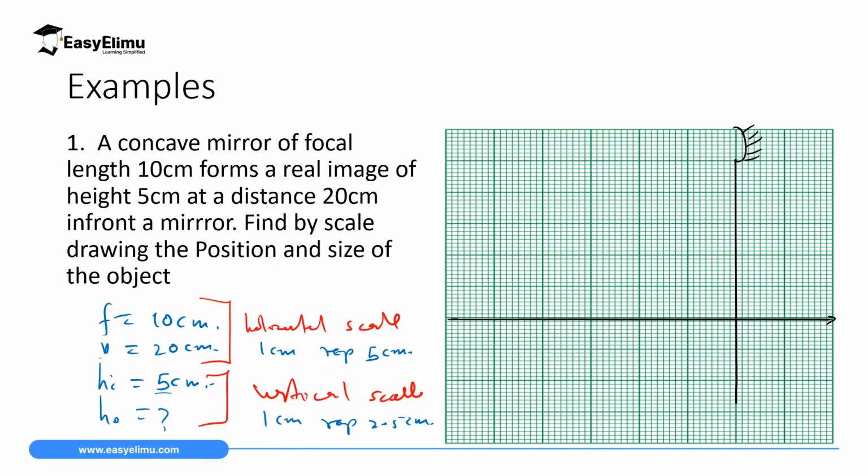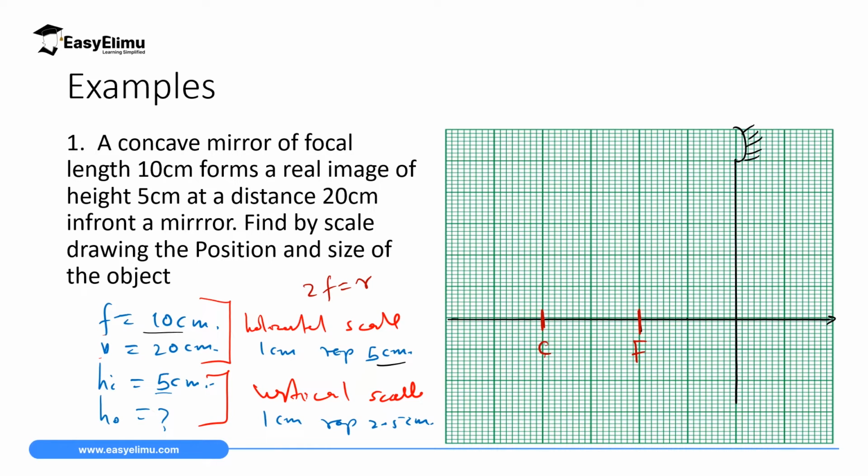Here we have to locate the position of the focal point. The focal point is 10 centimeter, and on the horizontal scale, 1 centimeter represents 5 centimeter. So if it's 10, the focal point will be here. 2 centimeters will represent 10. So this is the focal point. Then another 2 centimeters from the focal point will represent the center of curvature. In this case, the center of curvature will be at 20, since R is equal to 2F. So here at C is 20.